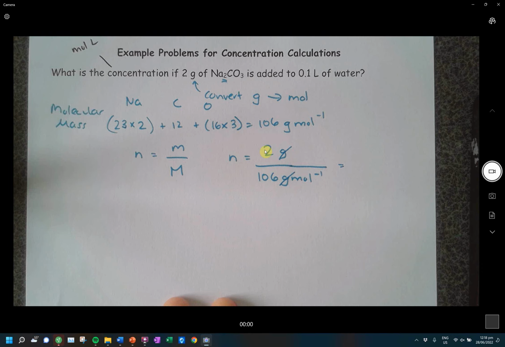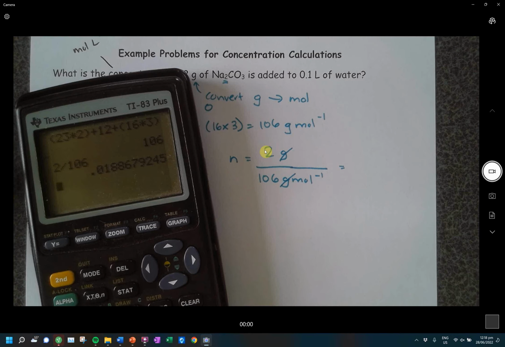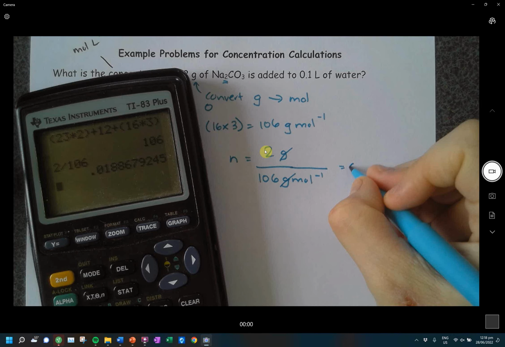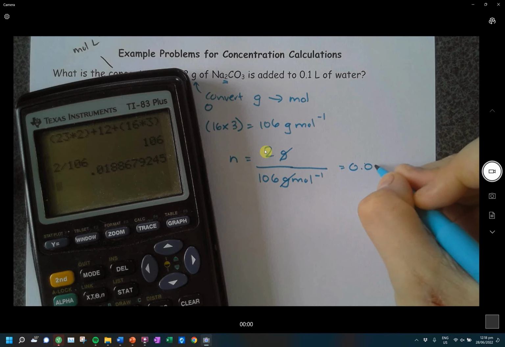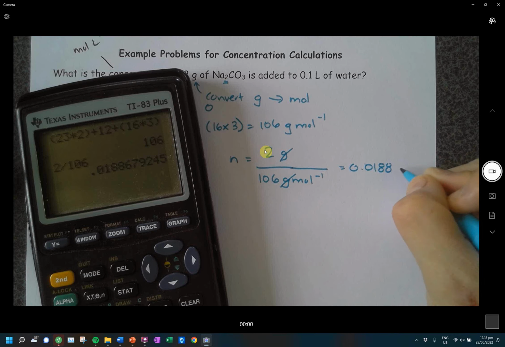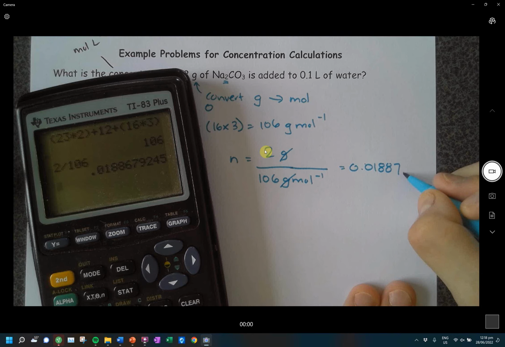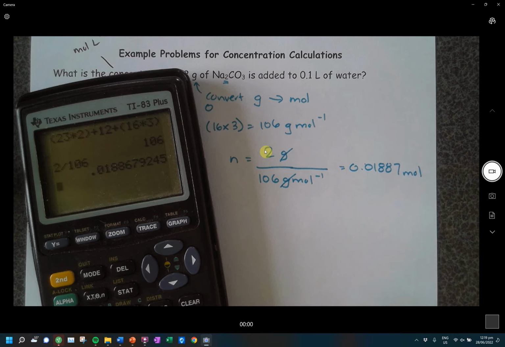So 2 divided by 106, I get this teeny tiny number, and that's going to be quite normal. 0.018. I'm going to leave it unrounded because we should round at the very end. I'll just stop it there because I'm running out of space. 7? Yeah, I'm going to round it to 7.